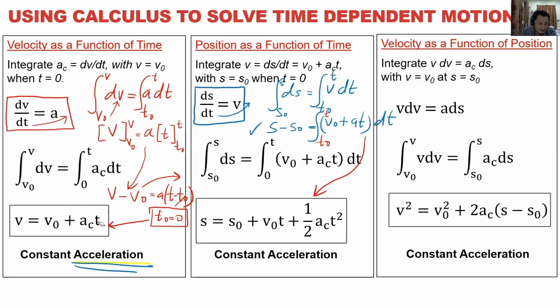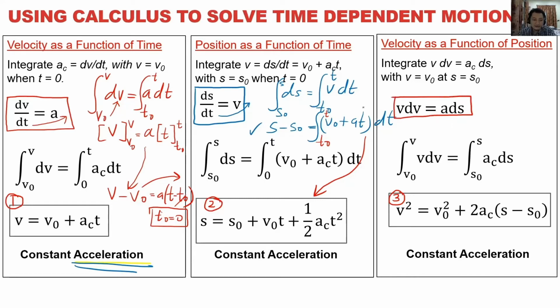So this equation is very important. We're going to give it a name. This one is equation number 1. This equation, we're going to give it a name. This one is equation number 2. And finally, this one, we are going to call equation number 3. So equation number 3 comes from this.